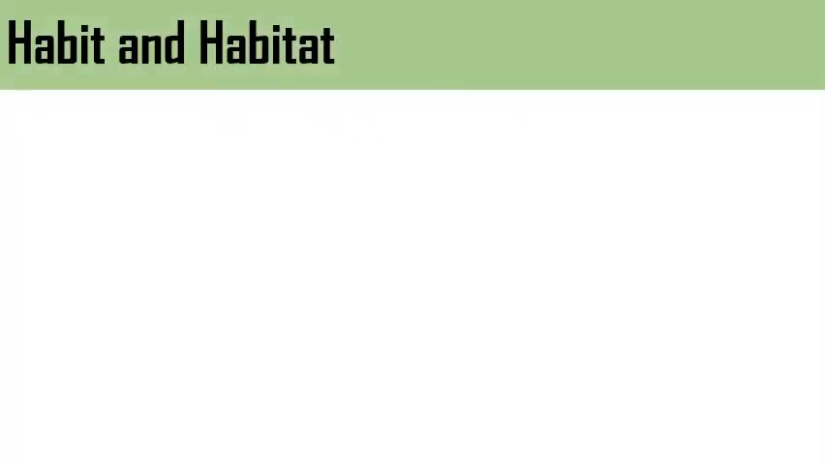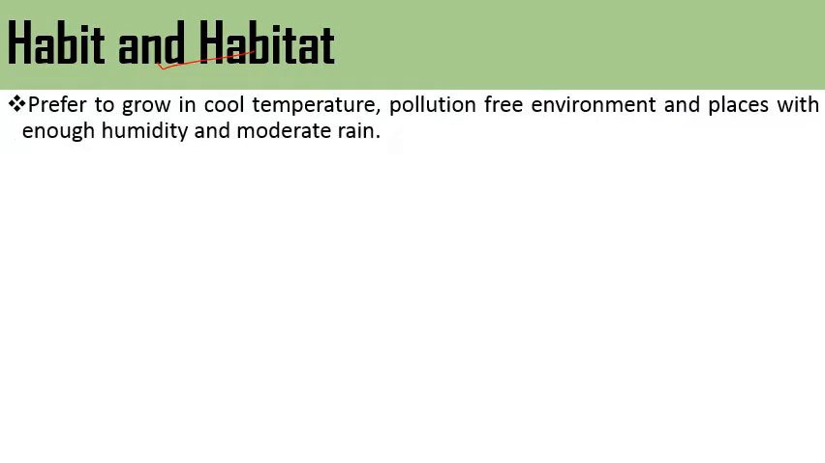Next, habitat. Mostly जो lichens हैं, they prefer to grow in cool temperature and pollution-free environment and places with enough humidity and moderate rain, जहाँ पे टेम्परेचर कम होता है, पॉल्यूशन फ्री एयर होती है, और जो स्पेसेस जहाँ पे प्लेसेस में ह्यूमिडिटी काफ़ी रहती है और मॉडरेट रेनफॉल होता है, तो उन कंडीशंस में मोस्टली लाइकन्स ग्रो करते हैं.